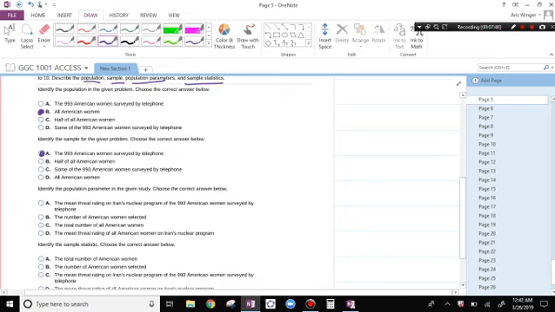Identify the population parameter in the study. Choose the correct answer below. The population parameter is the average threat rating from 1 to 10. Identify the sample statistic. Choose the correct answer below. The mean threat of the sample of the 993 American women.